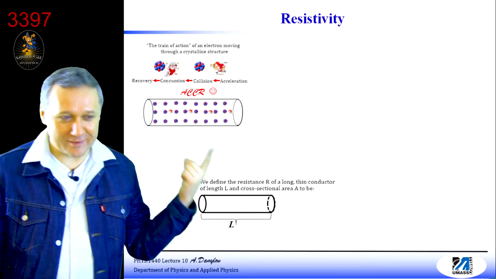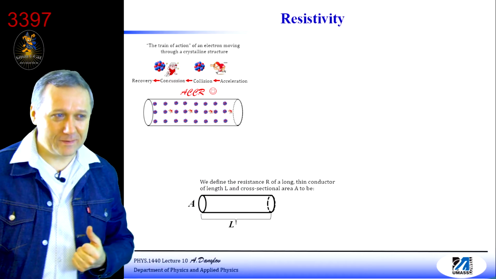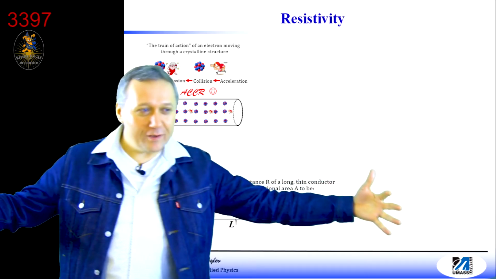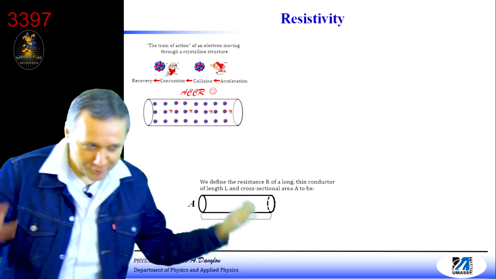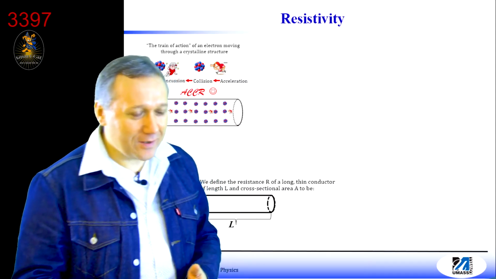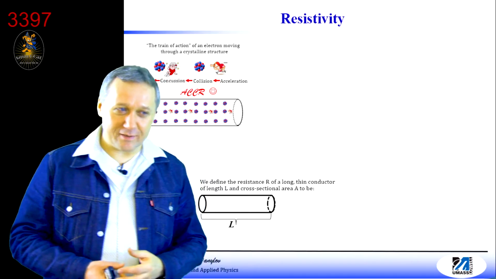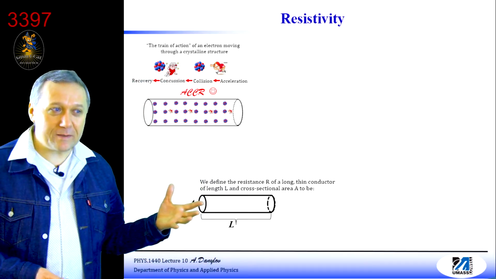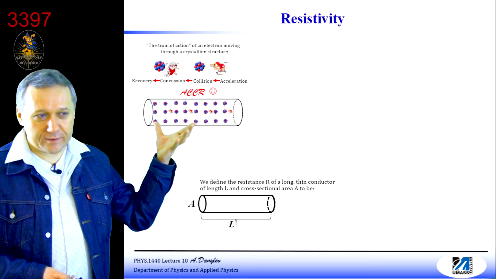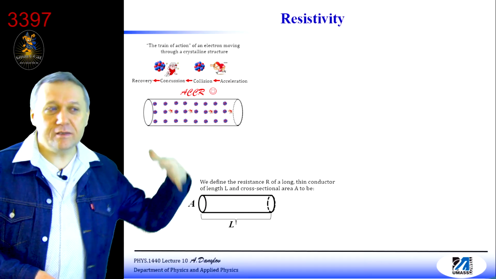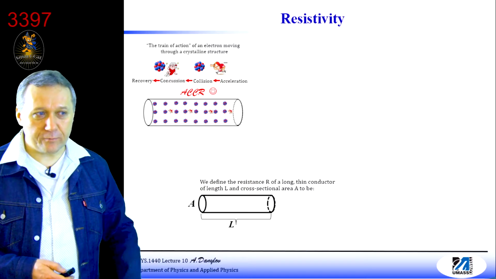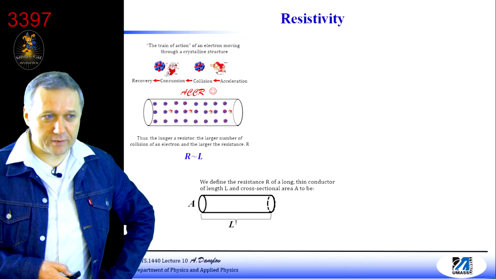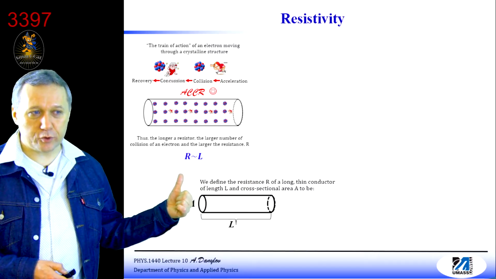parameter, quantity resistance, right? And of course, the longer the conductor, the larger number of collisions an electron is going to experience, right? And of course, the larger the resistance is going to be. So it means that the length of the resistor must be in the numerator of the expression for the resistance. So I can write down that R is proportional to L.